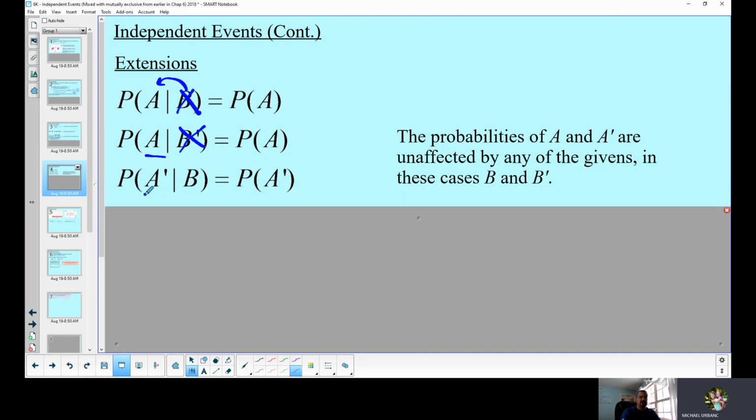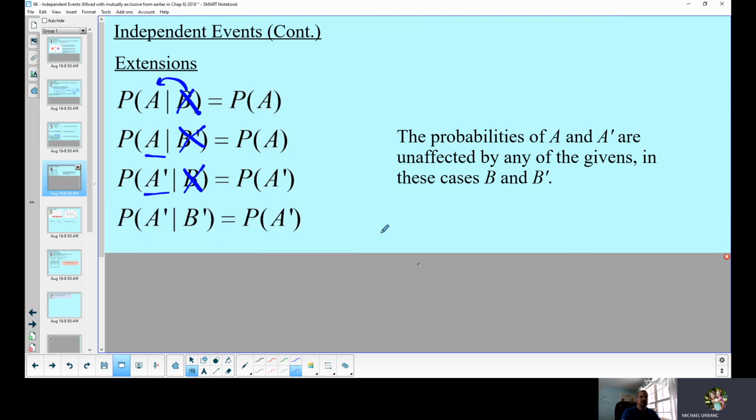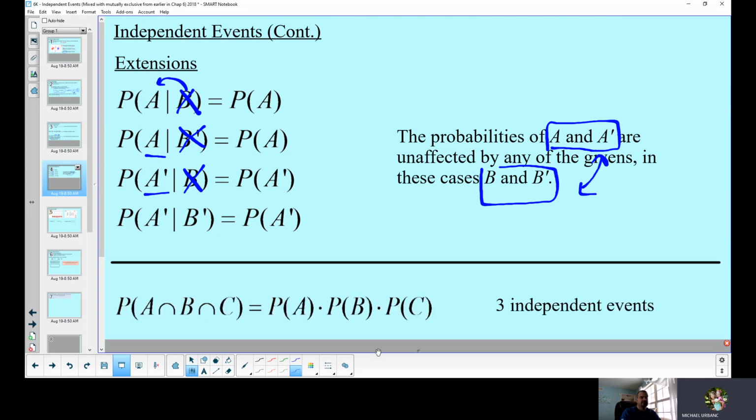Same thing here. What if I switch it up and say the probability of A complement given B? Well, again, anything associated with A is not impacted by anything associated with B. So keep that in mind when you have these independent events, that A and A prime are related to each other. And if they're independent, these have no impact on the probability of the others.